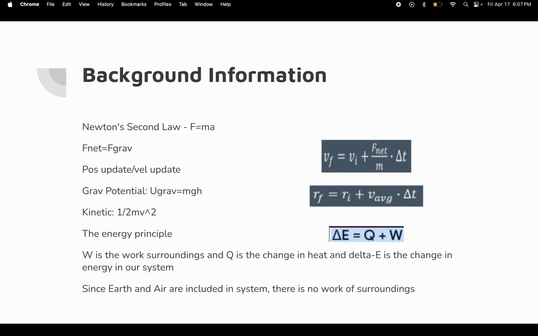So the physics here relies on Newton's second law, which is F equals ma, and the energy principle. We use the position and velocity update formulas to step through the motion. Mathematically, we define gravitational potential energy as U_grav equals mgh and kinetic energy as K equals 1/2 mv squared. Because the Earth and air are inside our system, the work is zero.